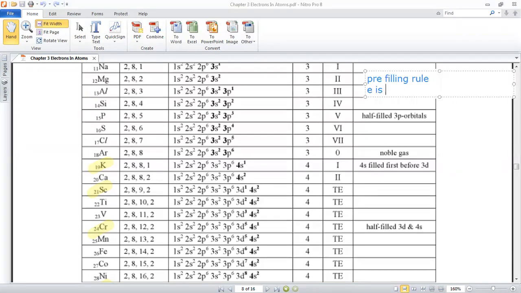is filled in 4s before 3d. ठीक है, electron is filled in 4s before 3d, but after filling, 3d and 4s swap, and we will write it like this. As you see 3d जो है वो हम 4s के अंदर लिखते हैं तो ये स्वैप हो जाते हैं.